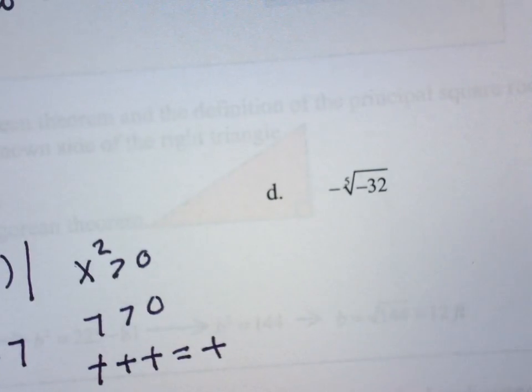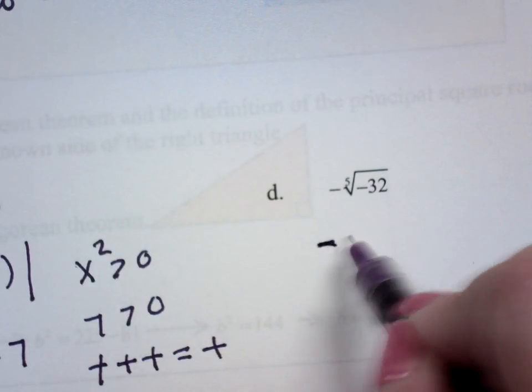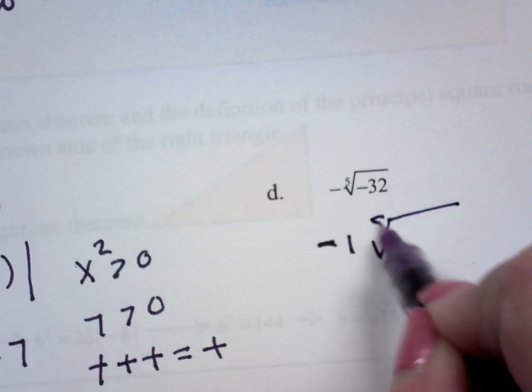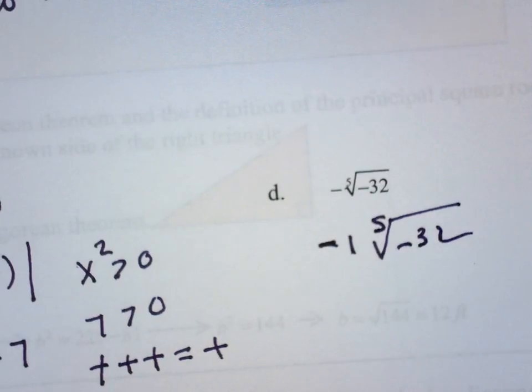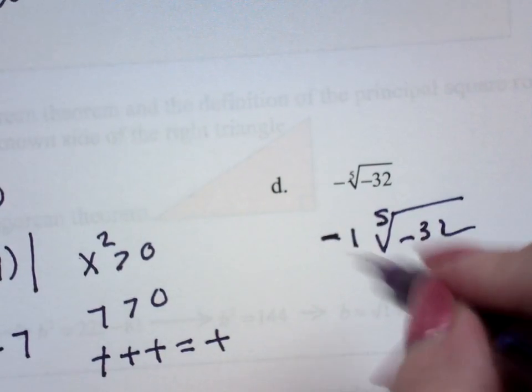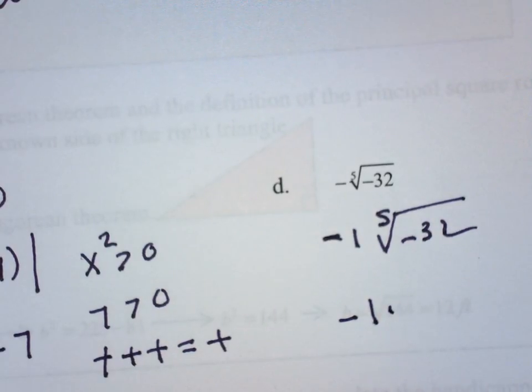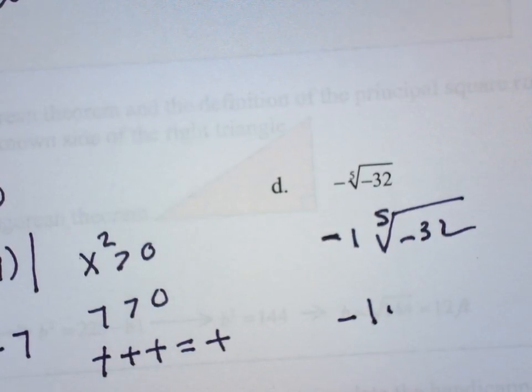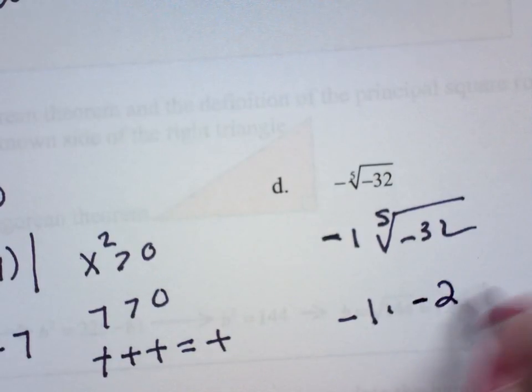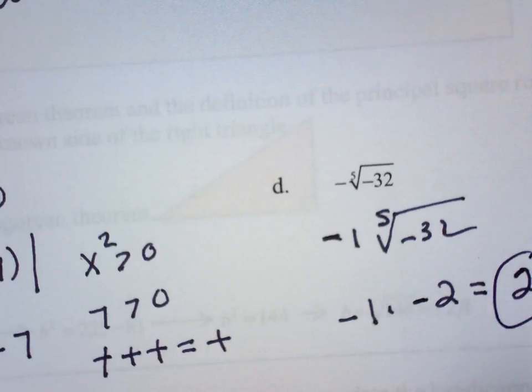What is the fifth root of -32? The opposite of the fifth root of -32. So -1 times, what's the fifth root of -32? -2, because it's an odd index. -1 times -2 is +2.